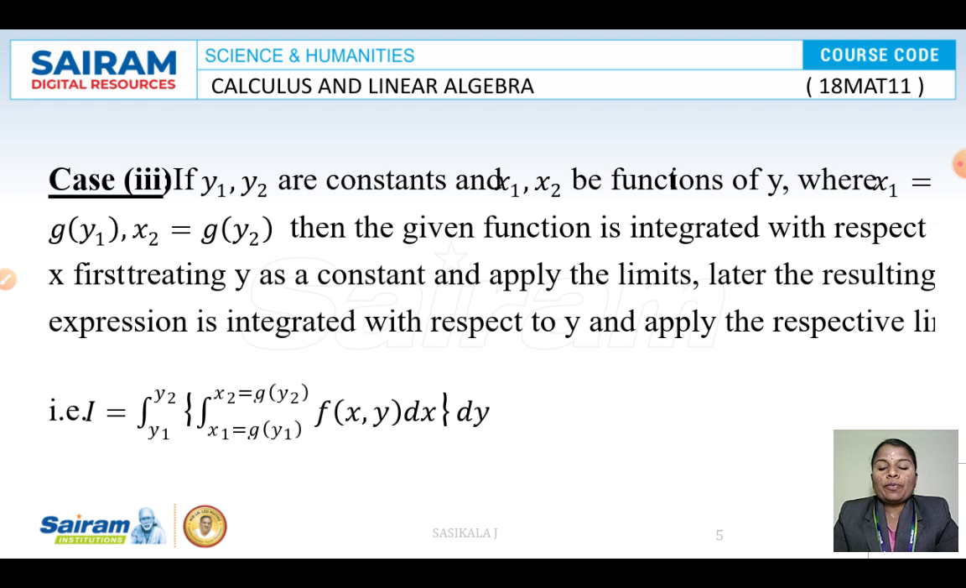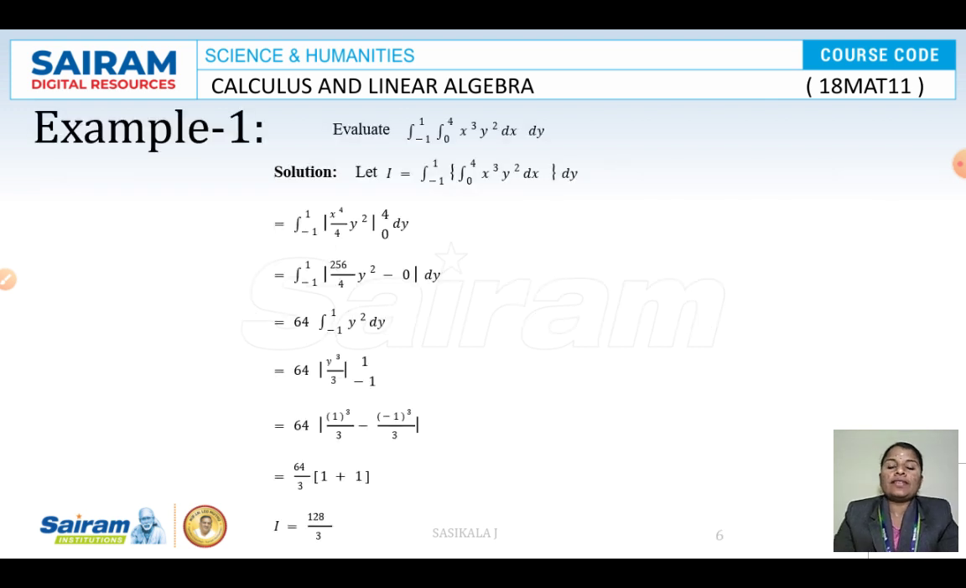First with respect to x, where x has been expressed as a function of y, with y1 and y2 constant, then you write first integration with respect to x, later with respect to y. These three cases we can learn when you do for your general limits. The same thing will come when you go for triple integrations.